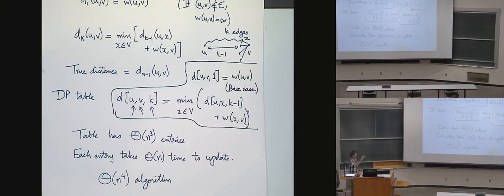And the ordering is also pretty obvious. You start from k equal to 1, then you go to k equal to 2, and k equal to 3, and so on and so forth. And so what you have is this n to the 4 time algorithm. Okay? So it's pretty straightforward. Any questions about this? And so the game now is how do you get that n to the 4th down to n cube for all pairs shortest paths.